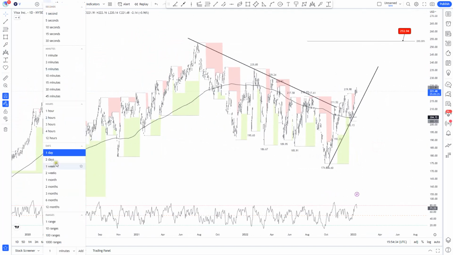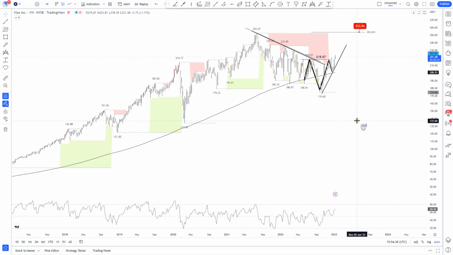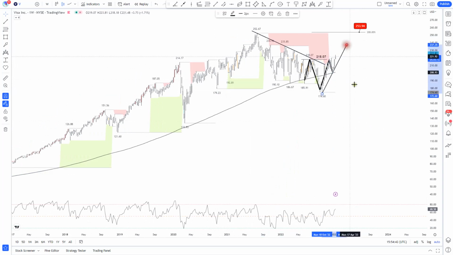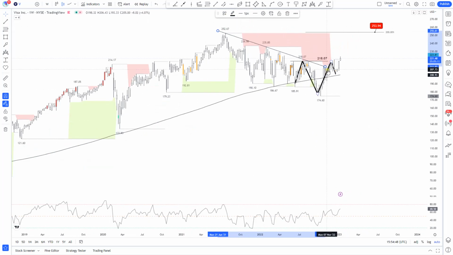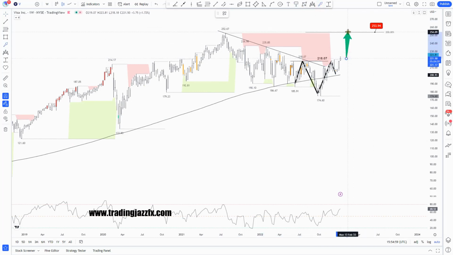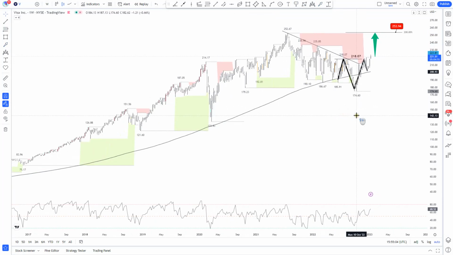On Visa, and also this potential inverted head and shoulders. And I knew that there was something else that I wanted to share with you. The 218 fractal resistance, we are now threatening that fractal. Attention to potential moves towards the 200% Fibonacci extension. I knew there was something else to share with you before leaving you for the weekend.